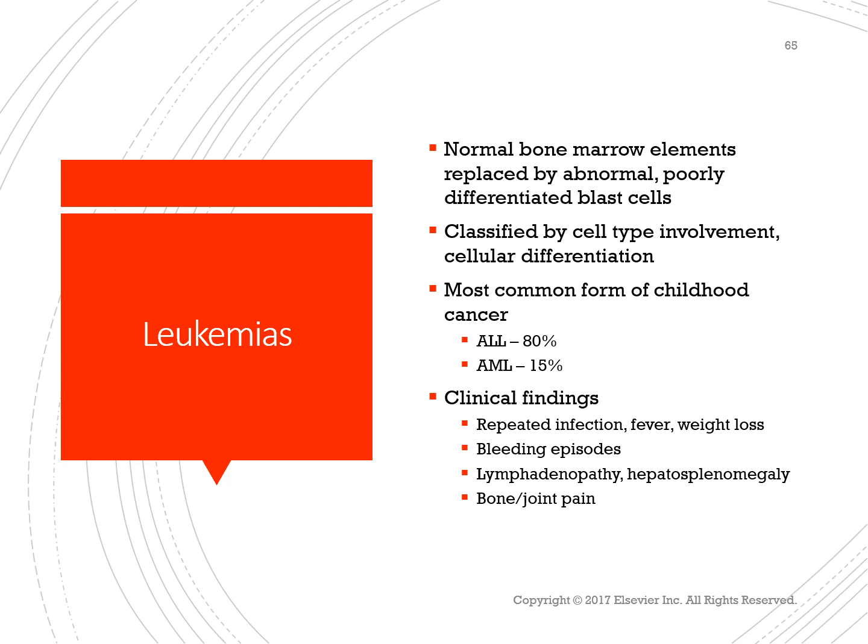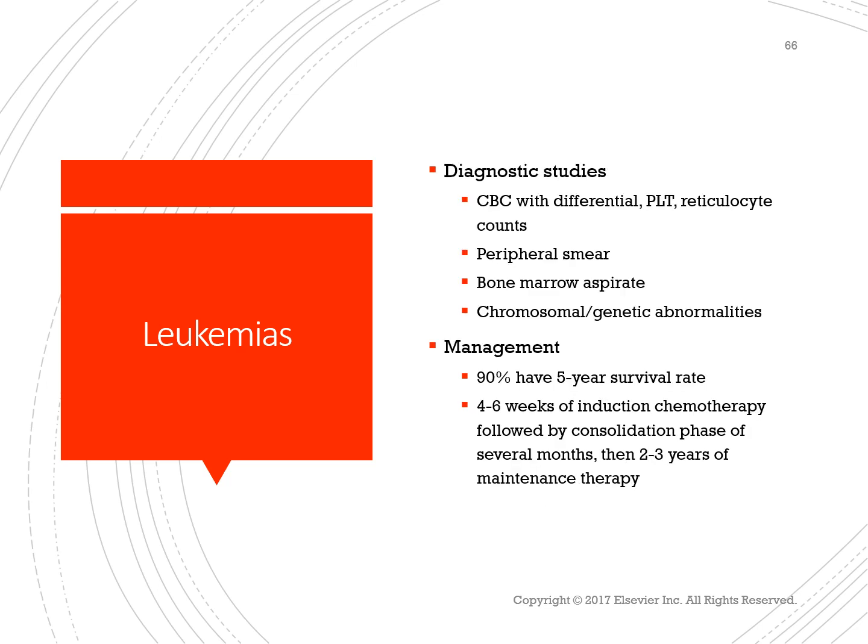Clinical findings: we see repeated infections in these kids, fever, weight loss, bleeding episodes, lymphadenopathy, hepatosplenomegaly, and bone and joint pain. Diagnostic studies: we're going to look at a CBC with diff, platelets, reticulocyte counts, and peripheral smear. Bone marrow aspirate is going to tell us a lot, and we're going to look for chromosomal and genetic abnormalities.